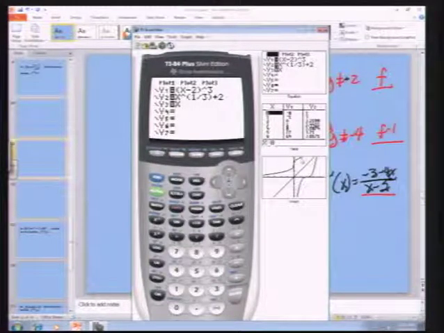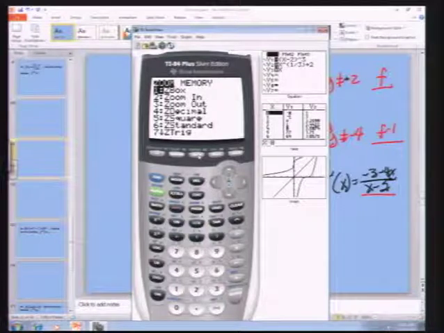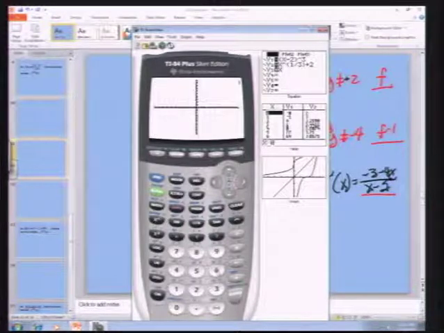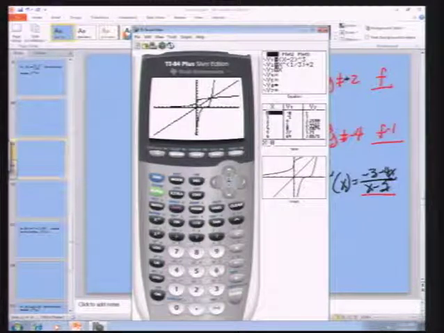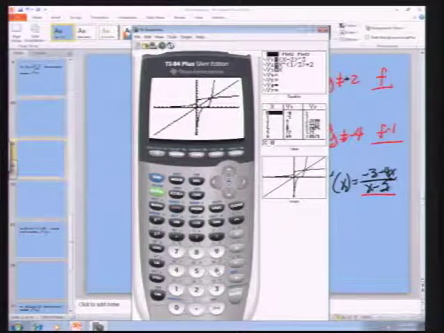But it doesn't go very far. It doesn't look like I have a normal screen. So I want to show you how to adjust your screen anytime it's not the regular screen. Go to Zoom and you'll see ZStandard. That's selection 6. And notice it graphs with the standard screen. The only problem is I can't tell the inverse from the function. Let's do something about that.